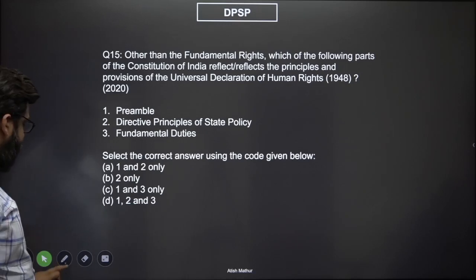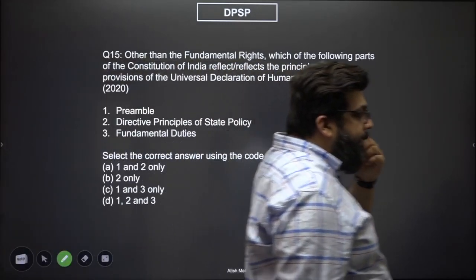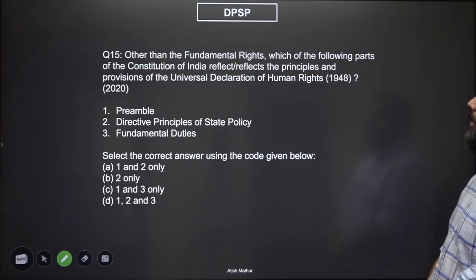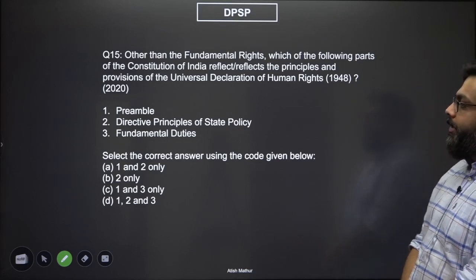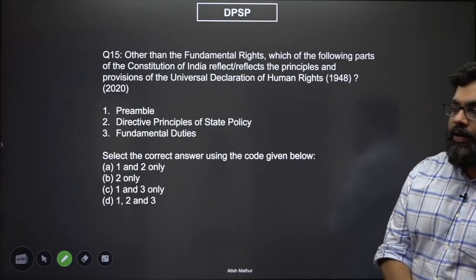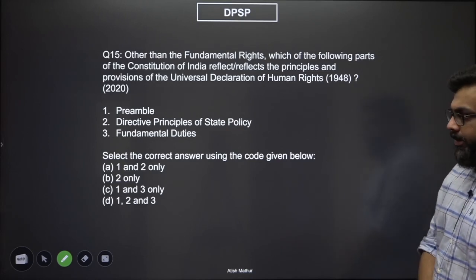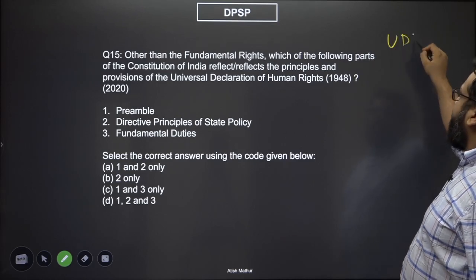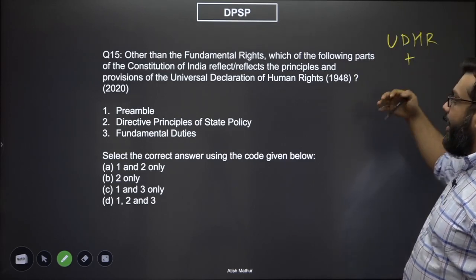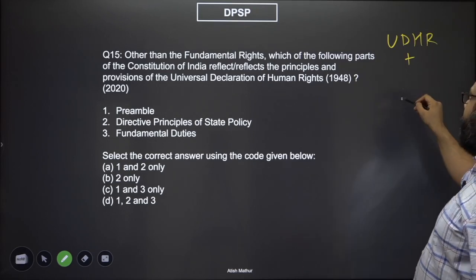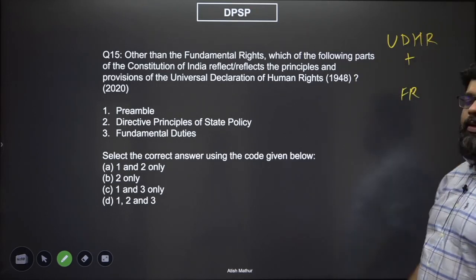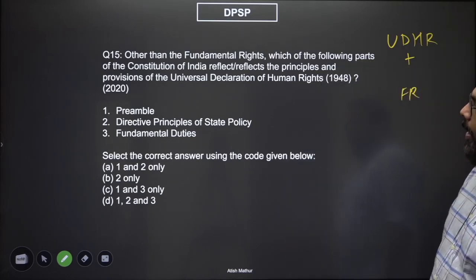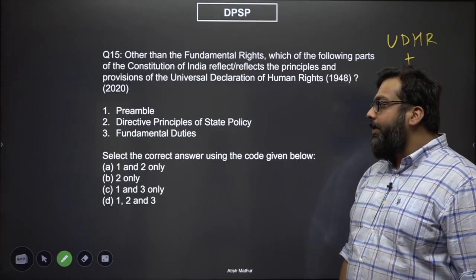Question number 15. Other than the fundamental rights, which parts of the Constitution of India reflect the principles and provisions of the Universal Declaration of Rights, 1948. It's a 2020 question. So the question is, Universal Declaration of Rights obviously will have some reflection in India. Of course, our fundamental rights should be inspired from the Universal Declaration of Human Rights. What else should be? Preamble, directive principles, and fundamental duties.